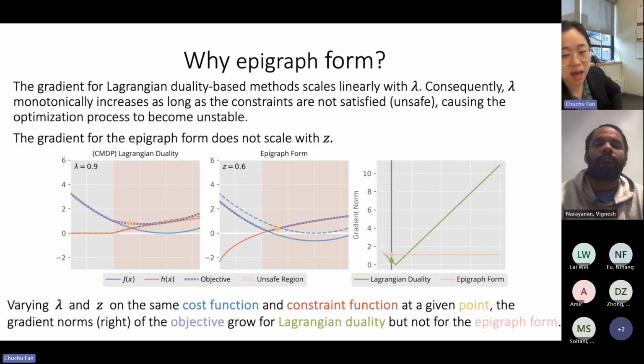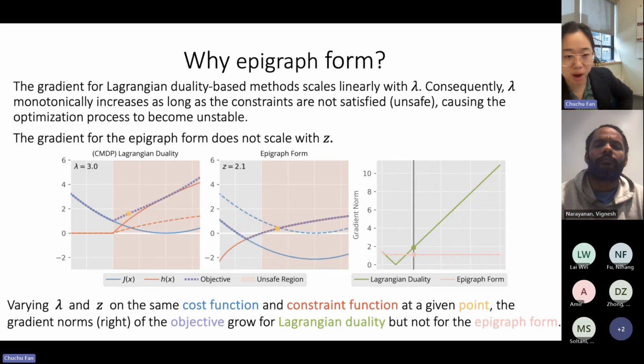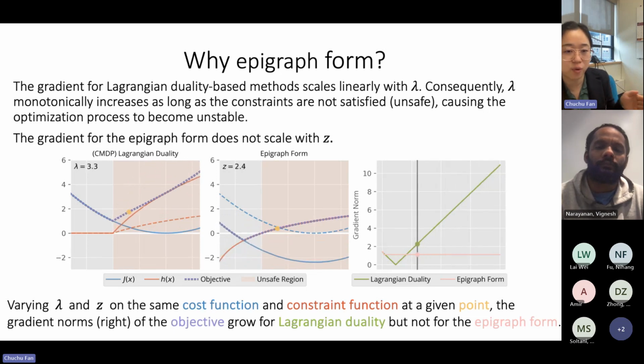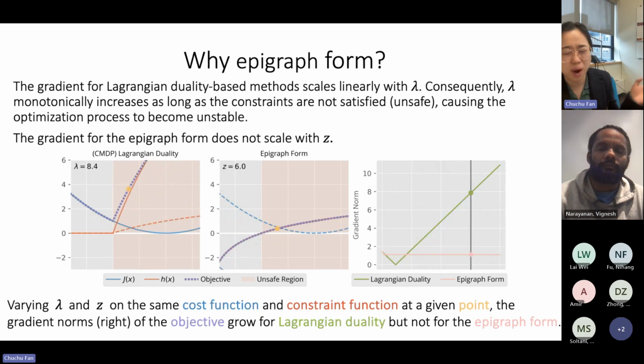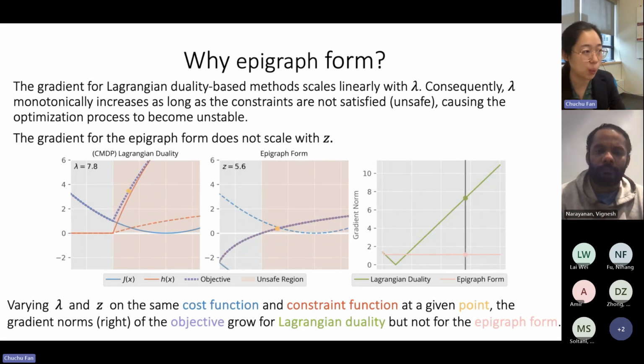So here I'm using a very simple case. You can show it's the same optimization problem with the same objective function, but if we vary the value of lambda versus z, you can tell how badly the objective function is blowing up for the Lagrangian duality approach, while it pretty much stays the same for the epigraph form. On the right-hand side, we can also plot the gradient of both approaches, and that's fundamentally how the epigraph form is working.